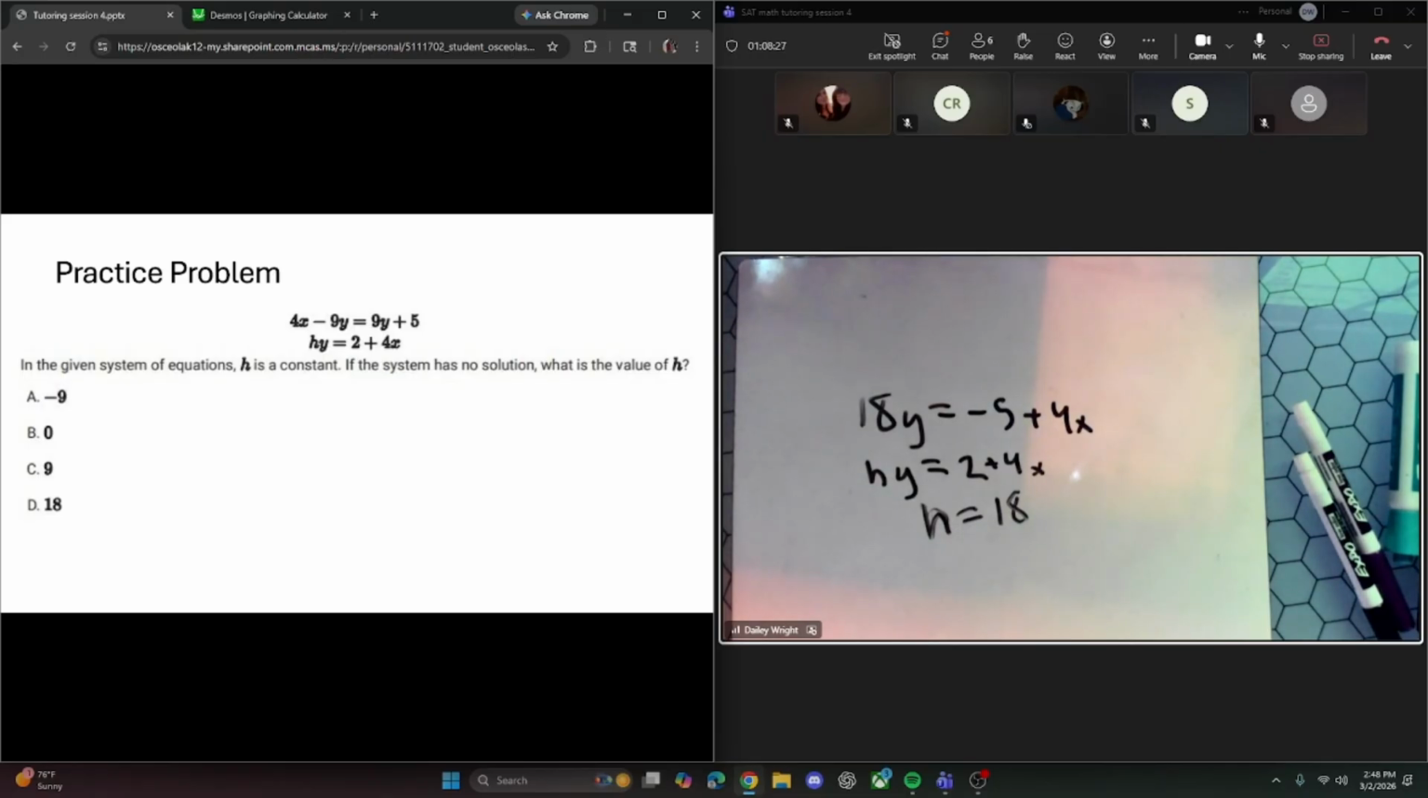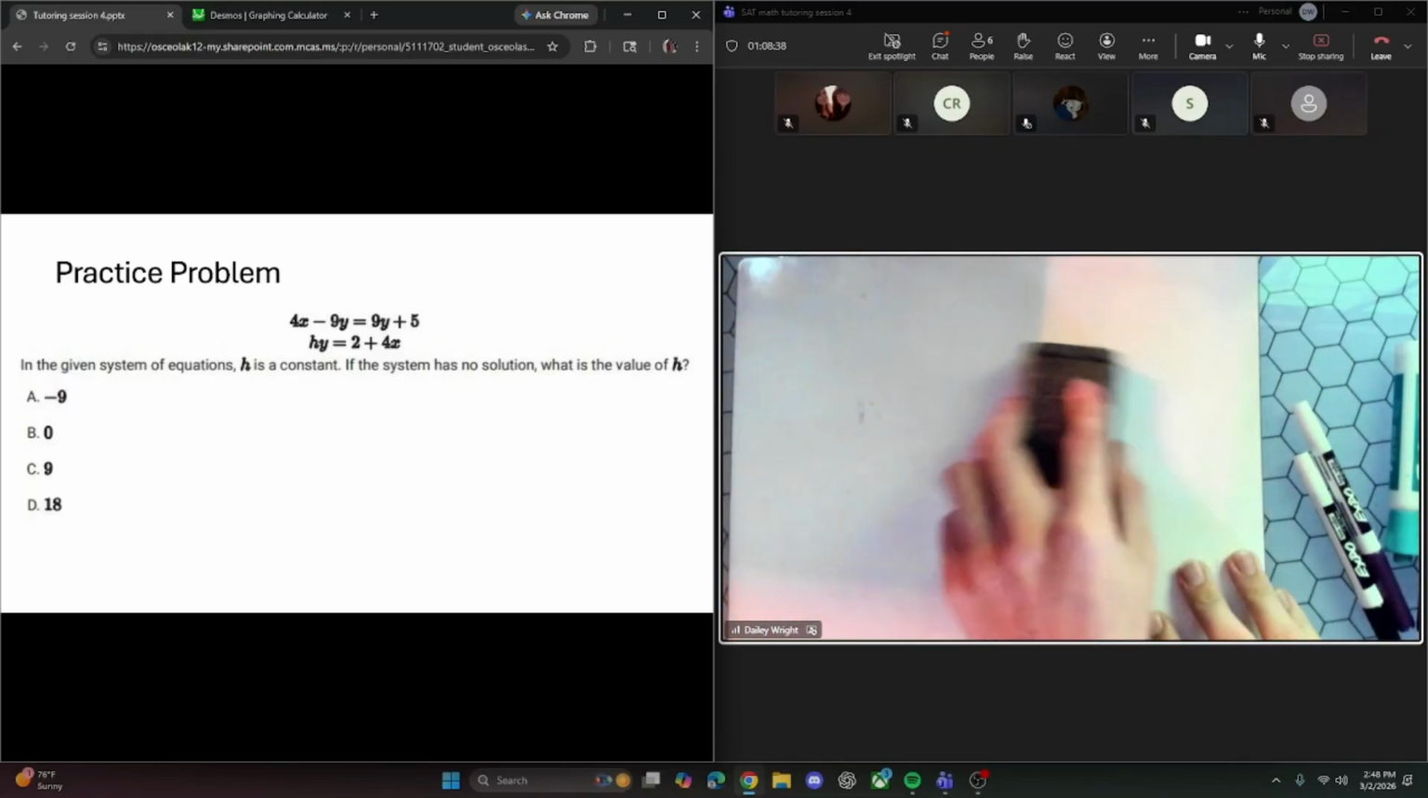And when they give you answer choices, you can just plug in. You can put both equations into Desmos, and you can plug each answer choice in until you find the one without a solution.